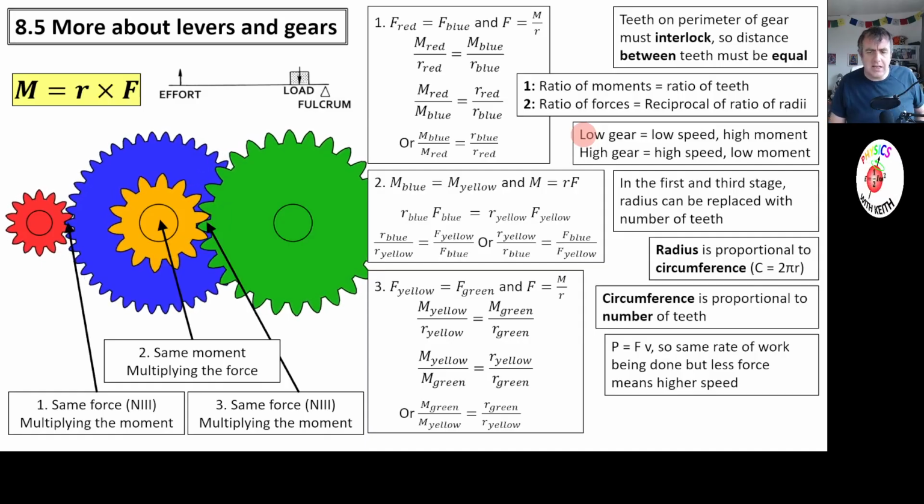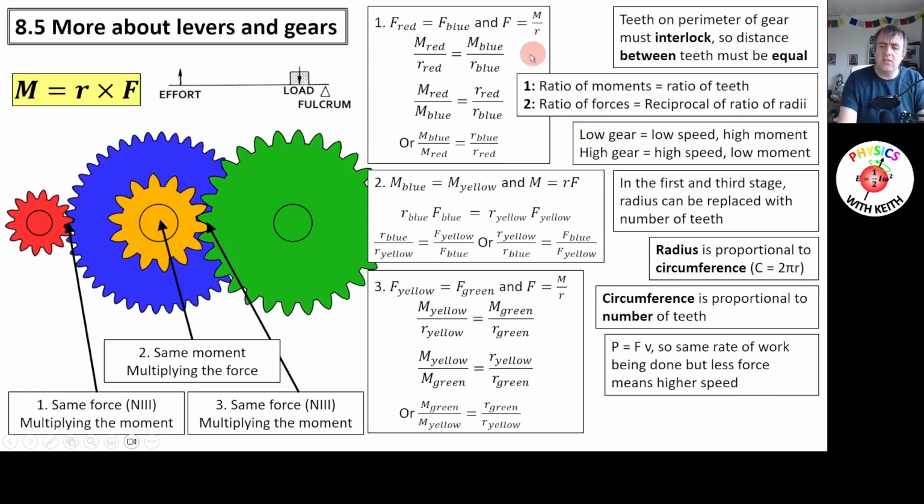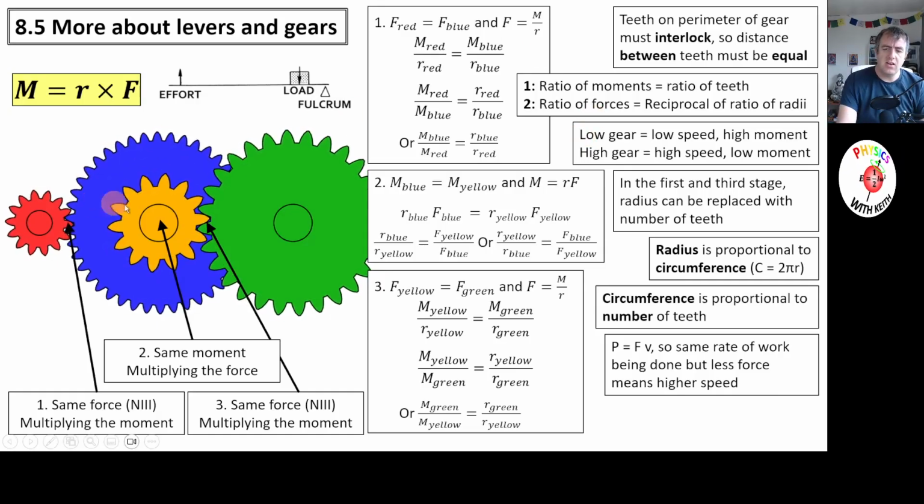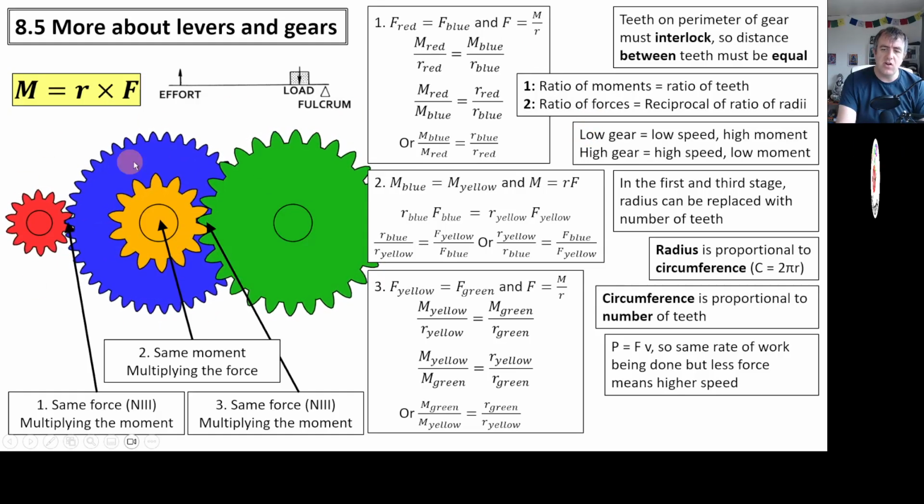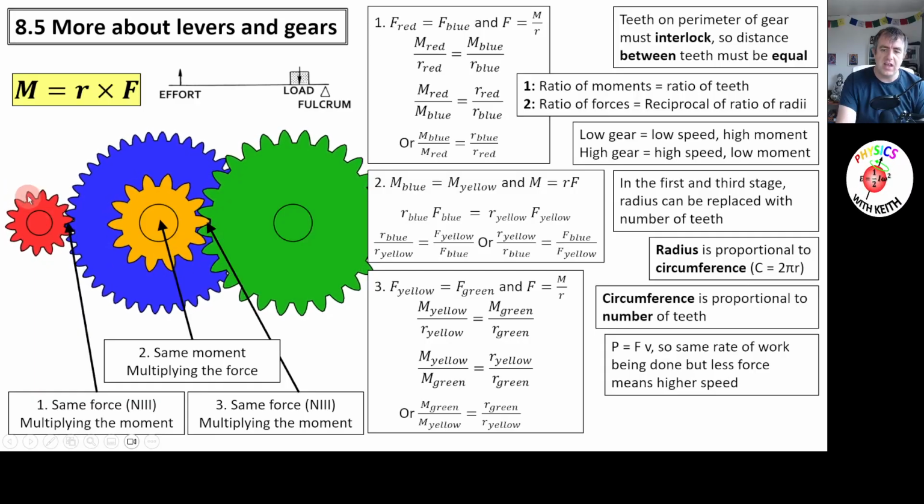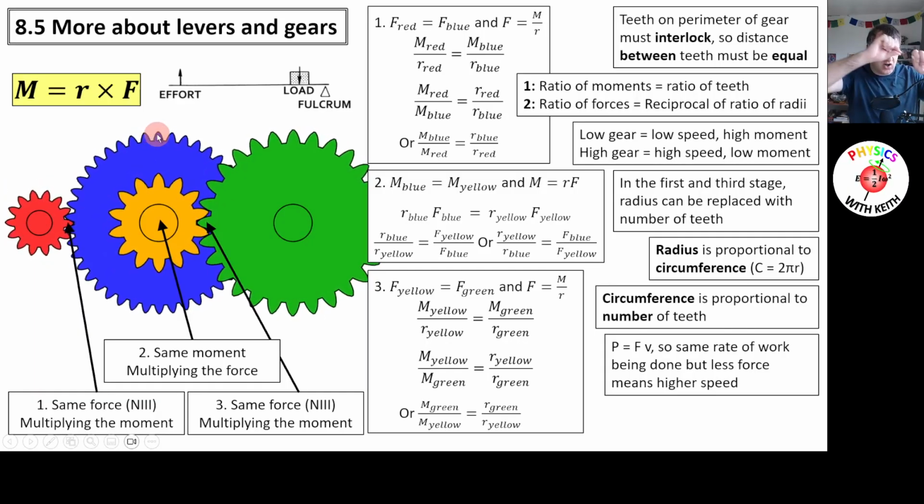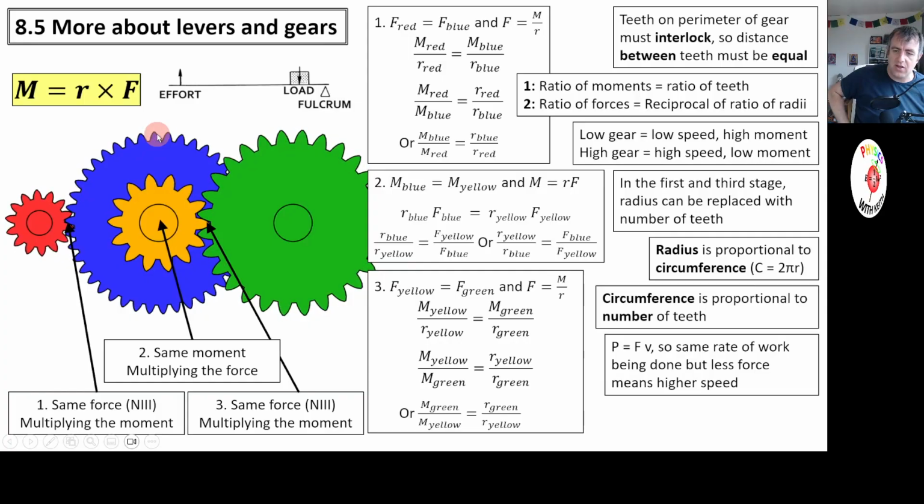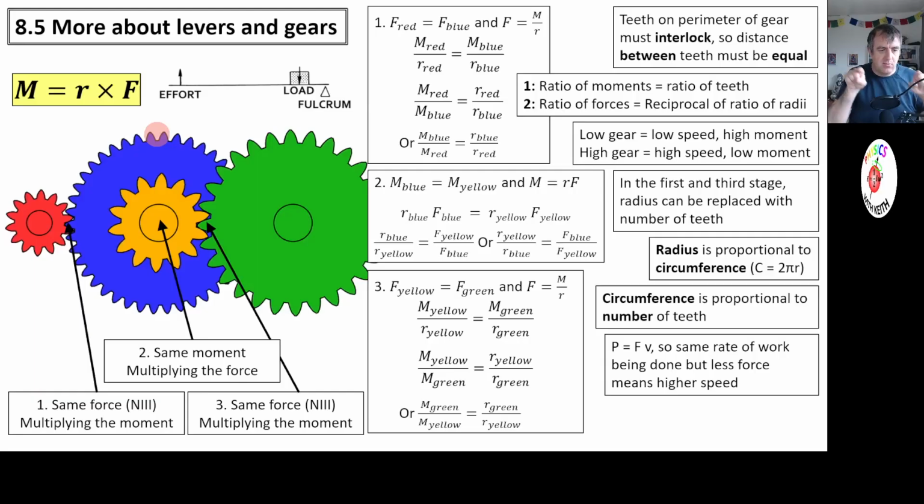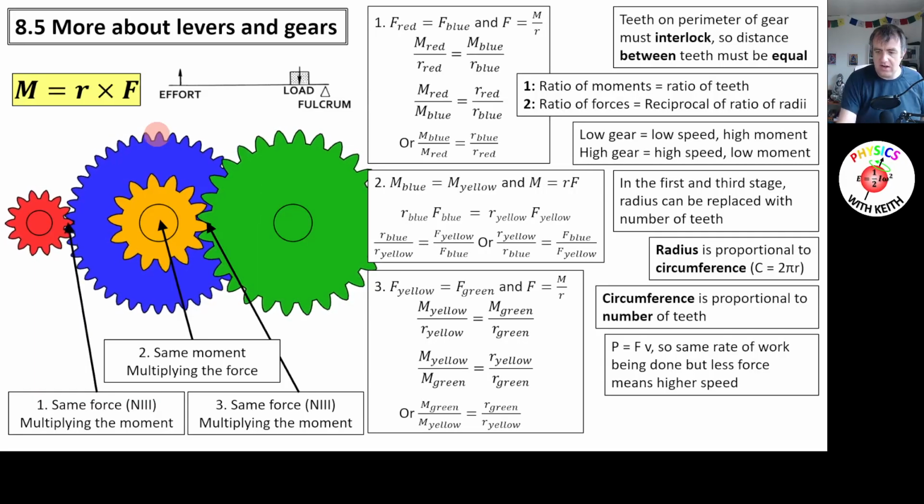I haven't mentioned chains. So chains or belts, you can connect two gears together with a chain. The only real difference there is the force on the edges are still the same, because the chain is transferring the force from one gear to the other, but the gear wheels rotate the same way when they're connected with a chain. That's the only difference.